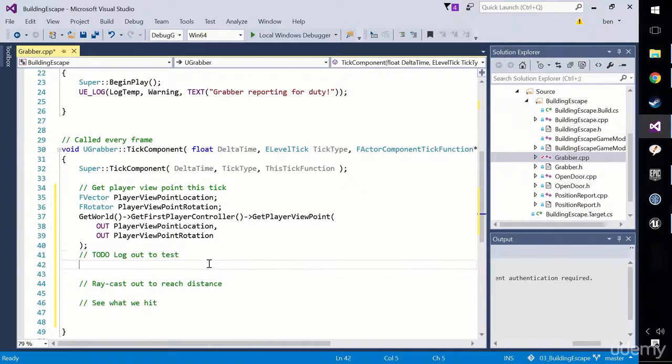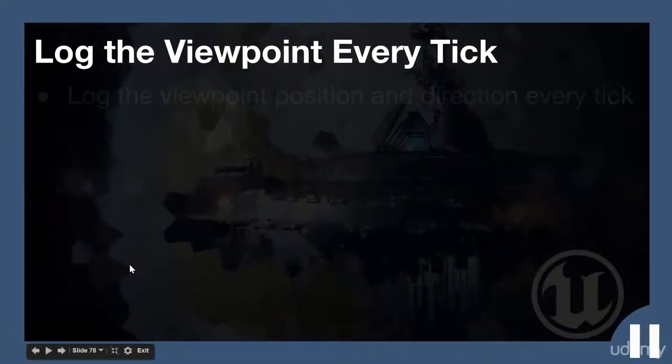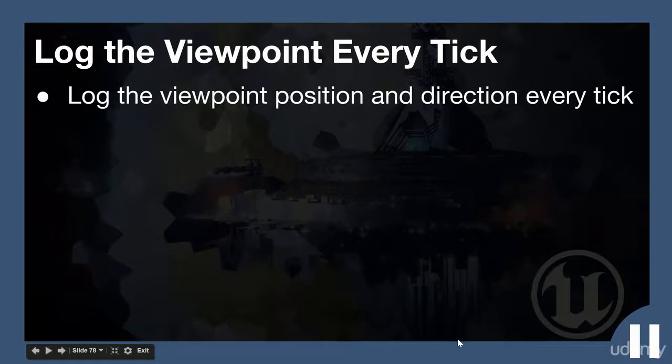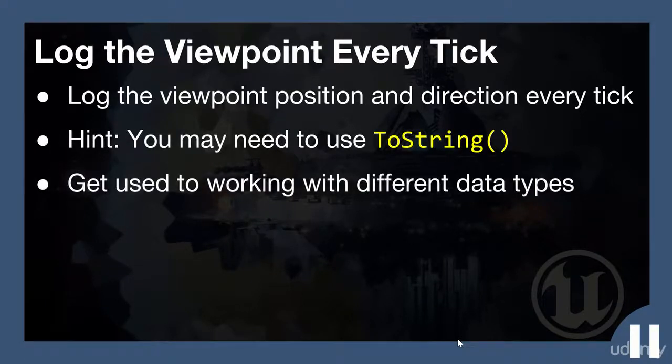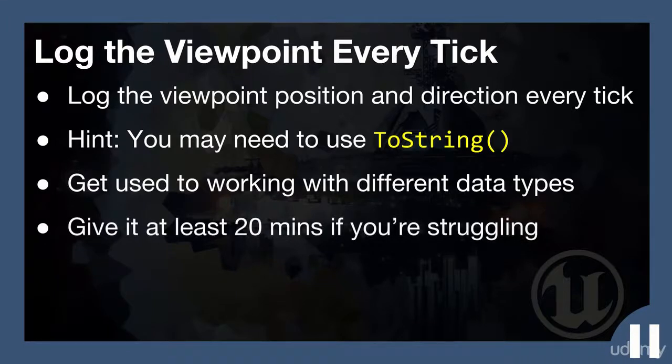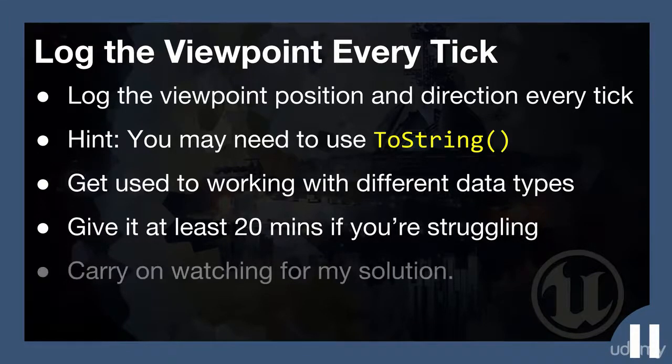Okay, what I want you to do is log out to test that this is working. I want you to continuously log out every tick. So that's going to be your challenge. Log the viewpoint every tick. Log the viewpoint position and direction every tick. Hint, you may need to use toString somewhere. Get used to working with different data types and give it at least 20 minutes if you're struggling, if you're new to coding, and then carry on watching for my solution. So pause the video and get that logging out now.